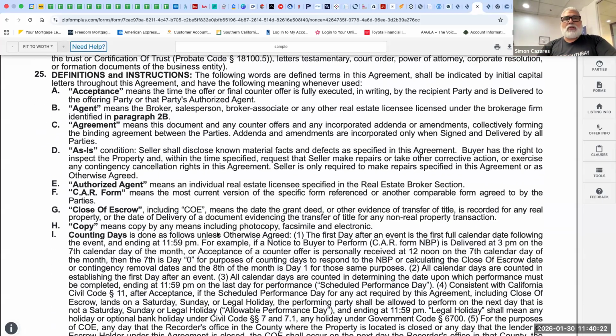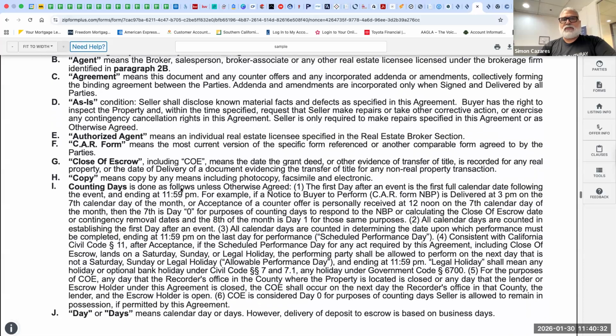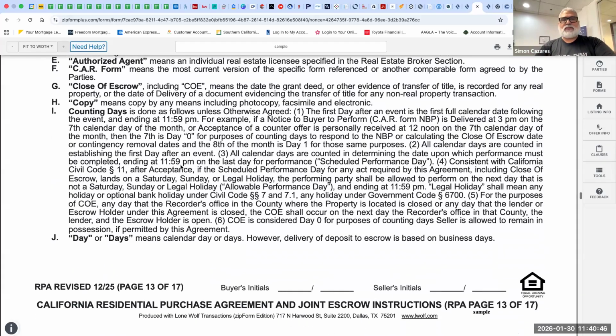Definitions, I would encourage all of you to look at the definitions instructions, because that gives you all of the meat and potatoes of what an acceptance means: an agent, an agreement, as is, authorized agent, all of the forms, close of escrow. I encourage you to go into this, because I get a lot of confusion when it comes to counting days. When can we release contingencies if it falls on a weekend or holiday? And again, we'll go deeper into it on a later date just for the sake of time.